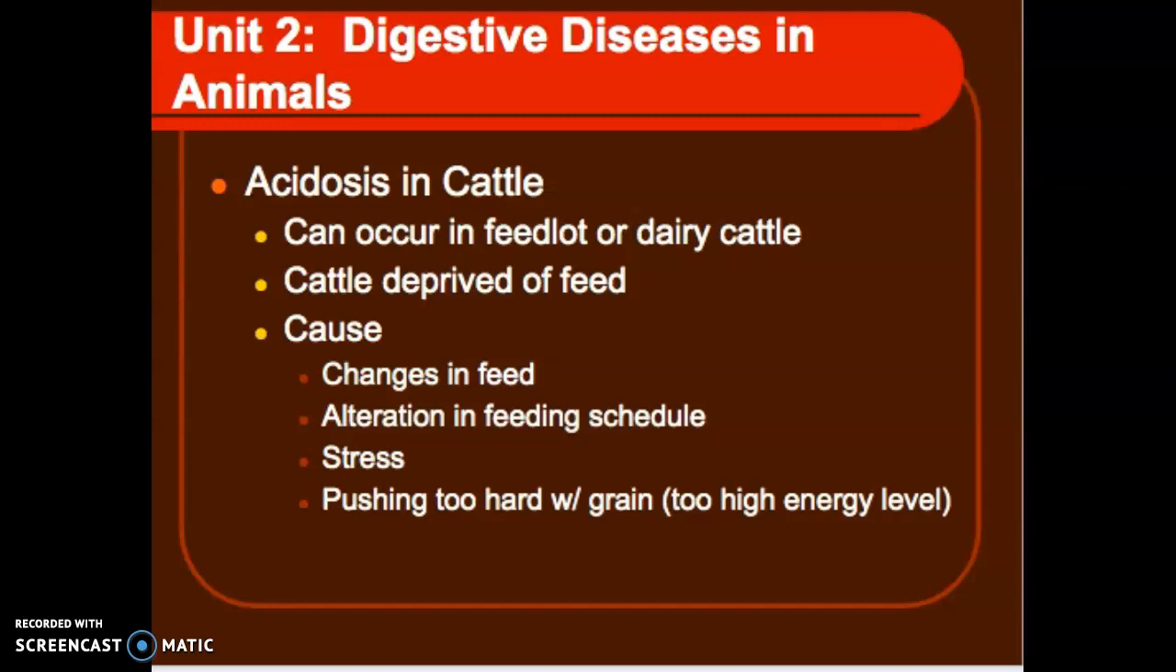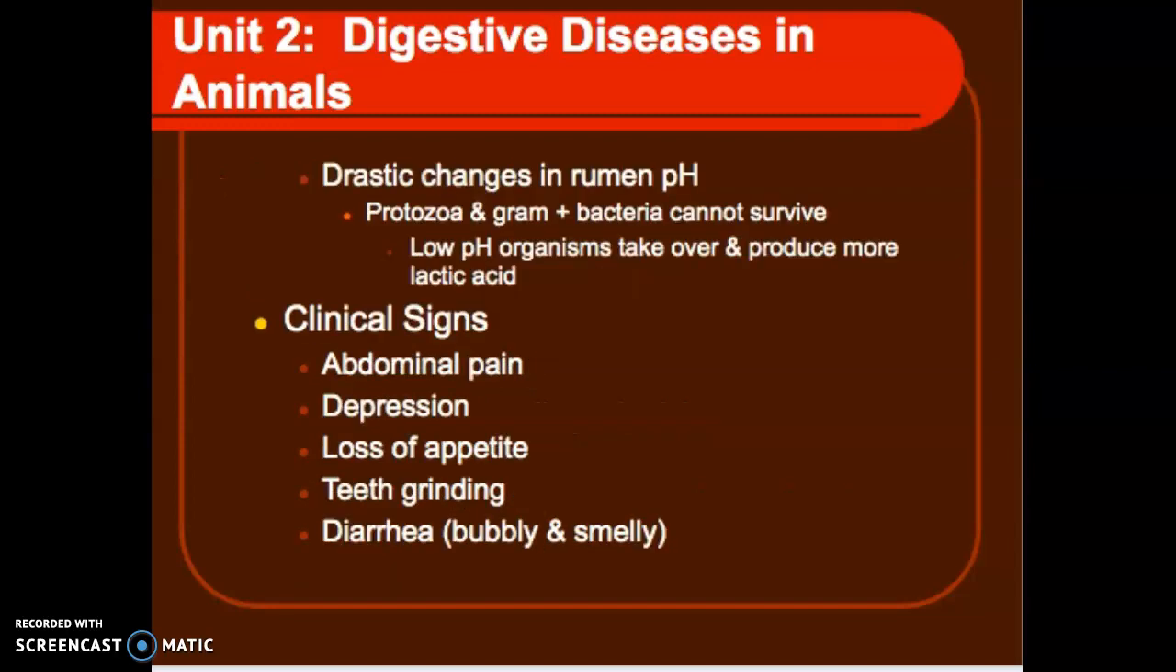It's almost always related to exceedingly high energy feeding levels, where we're really pushing a lot of feed, trying to get a lot of milk, trying to get a lot of average daily gain, and it just upsets the pH balance in the rumen. And you'll see, especially when we talk about protozoa and gram-positive bacteria, they cannot survive at low pHs. And low pH surviving organisms produce a lot more lactic acid, which then creates a lot of the things that we're going to talk about here in terms of clinical symptoms and problems within the animal.